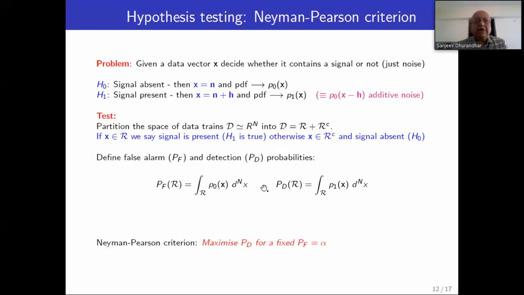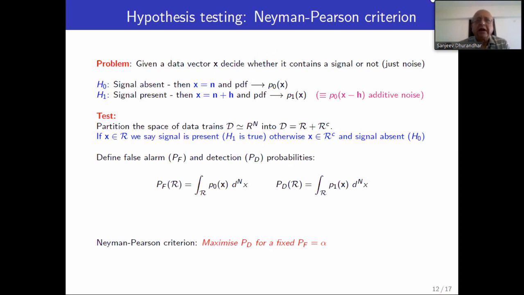But if there is a signal here, h, then it is shifted because we have taken just what is called additive noise. The P1 of x here is just P naught of x minus h. So x is just n plus h. So it is shifted just like in the one-dimensional case. So that is H1. And now we have to decide between the two hypotheses, H naught or H1. So we have to decide between P naught of x and P1 of x. So the test is what? You have to decide. So how do you decide this?